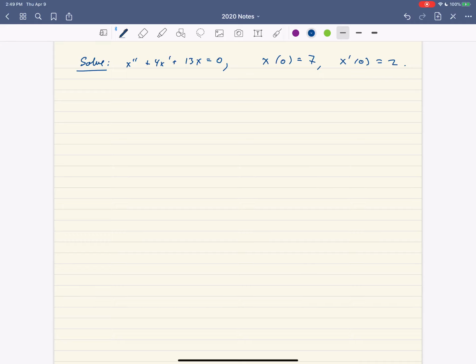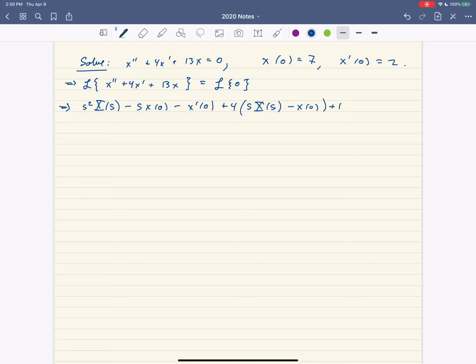So let's solve. Let's take the transform of both sides. I want to just write it out in some detail here. The Laplace transform of x double prime will be s squared capital X of s minus s times little x of 0 minus x prime of 0, plus 4 times the Laplace transform of x prime, which will be s capital X of s minus little x of 0, plus 13 capital X of s. And that's going to be equal to the Laplace transform of 0, which is 0.